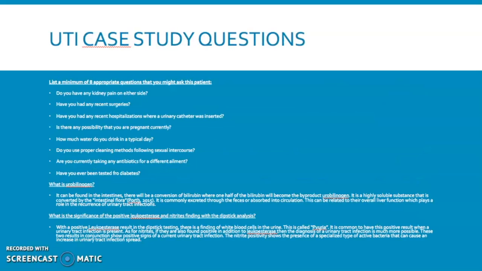Moving on to the UTI case study, there were 8 questions you could ask a patient if you're in a hospital setting. First of which is, do you have any kidney pain on either side, which is that flank pain due to the obstruction? If you had any recent surgeries, if you had any recent hospitalizations where your urinary catheter is inserted, that's the same kind of thought of the introduction of bacteria with breaking sterile field. Is there any possibility that you're pregnant currently?